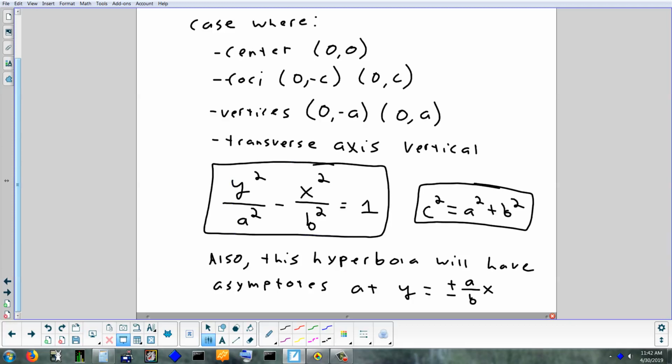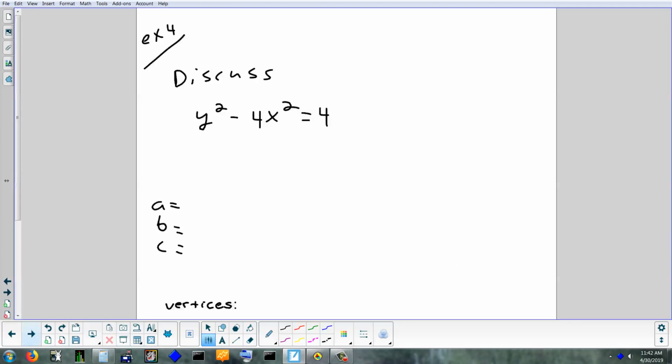Any questions on that stuff? Okay, let's look at an example. So discuss. Actually, this is kind of like the last discuss. What's the first thing you'd have to do here? Yep, let's just divide everything by 4. So I'm just going to change it. Divide by 4. If you divide that by 4, it would become a 1. And if you divide that by 4, it would become a 1.